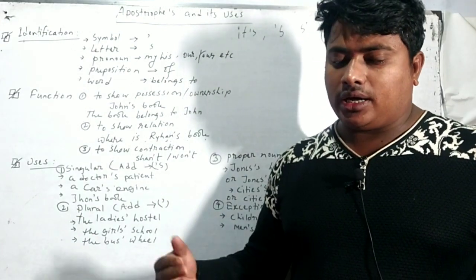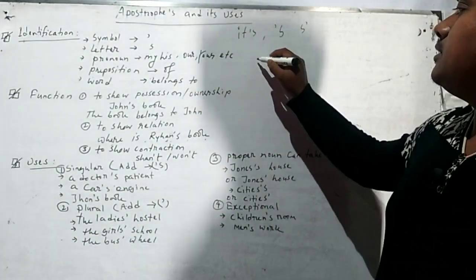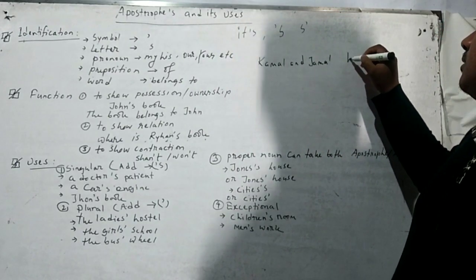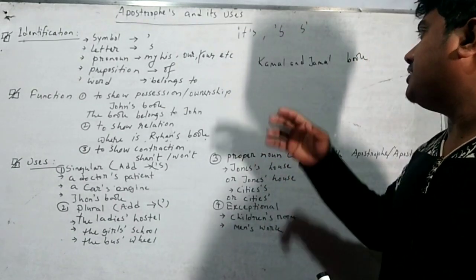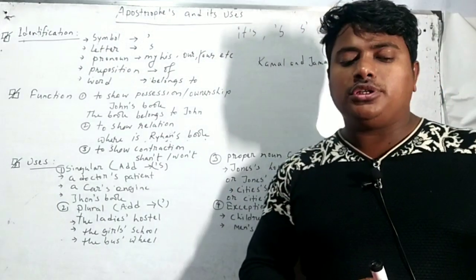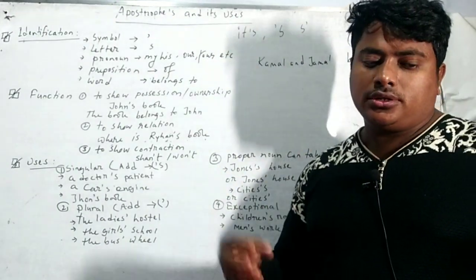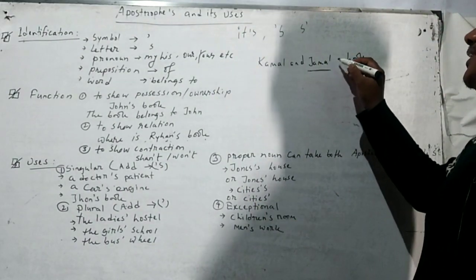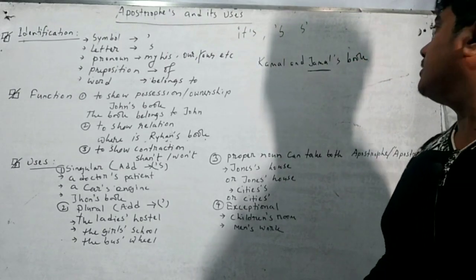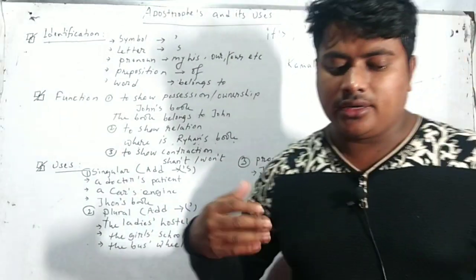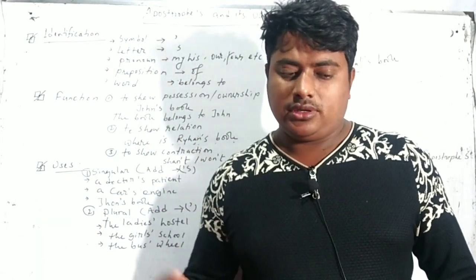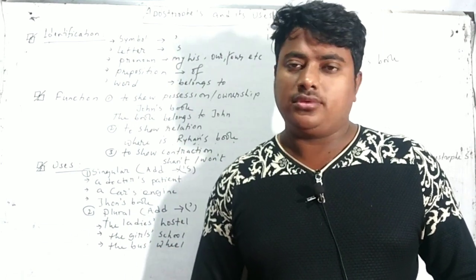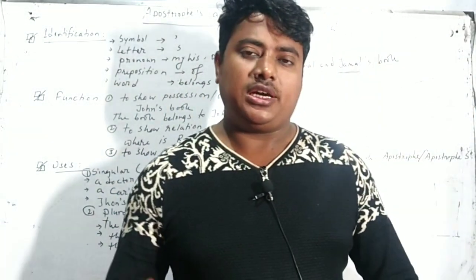So in this way we can use apostrophe. When we find two or more words at a time to describe, how do we explain? Here two names, Kamal and Jamal, book. How do we use apostrophe? Which word takes the apostrophe? The last noun, the last subject takes the apostrophe: Jamal's. This way we can use apostrophe with the last noun. Hope you guys are clear on the apostrophe and its uses.